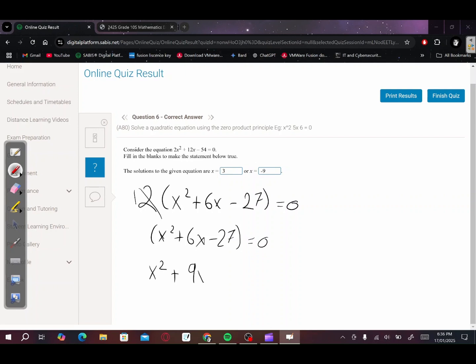x squared plus 9x minus 3x minus 27 is equal to 0. Okay, now we're going to separate it into x squared plus 9x.